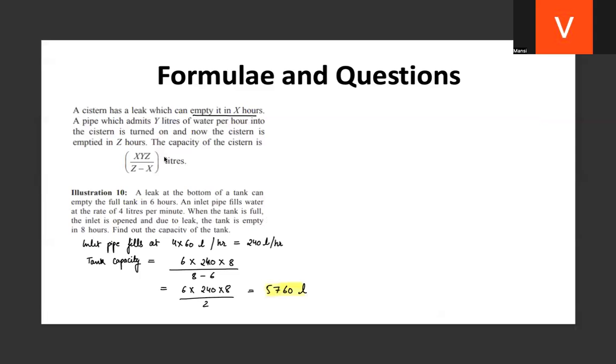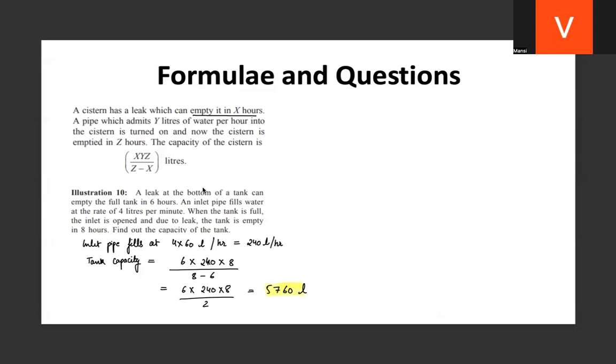So now we have to calculate the capacity of the cistern, that is the volume. So it would be in liters. So X into Y into Z upon Z minus X. Here Z is the time in which the cistern is getting emptied, in Z hours, and X is the time it takes to empty the tank because of one pipe or because of the leakage, given by X hours.